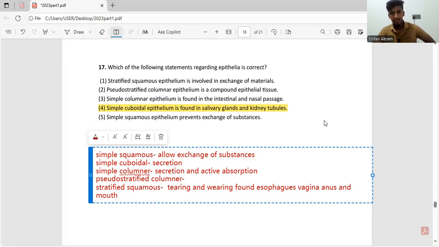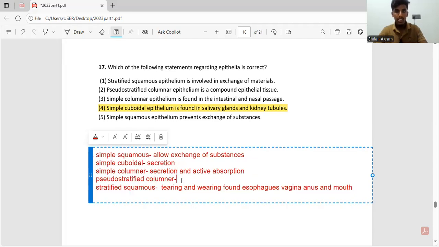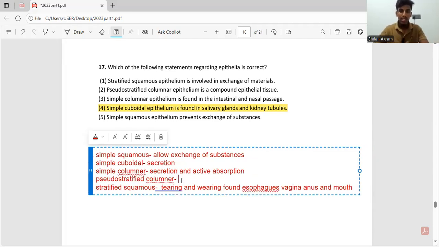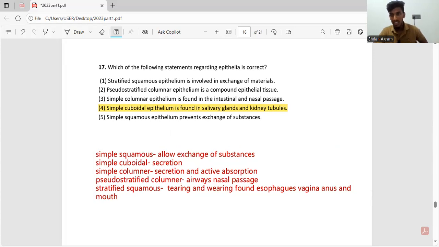Now we have seen the functions of all the cells. So we have only pseudostratified columnar epithelium remaining. What is the function of pseudostratified columnar? They are usually found in places such as the airways and nasal passage, because they produce cilia. One of their best modifications is cilia, and they allow movement of mucus out of the lungs. So the fourth one is the correct answer.